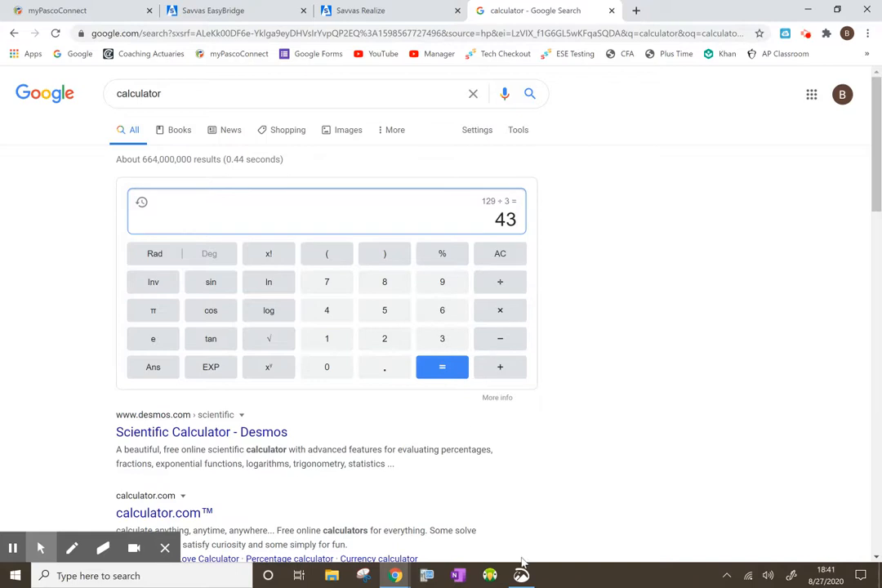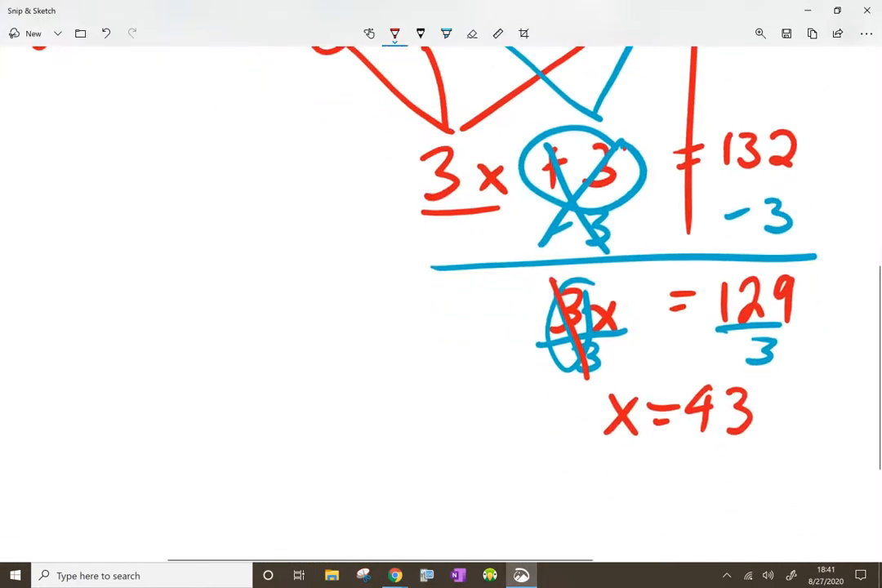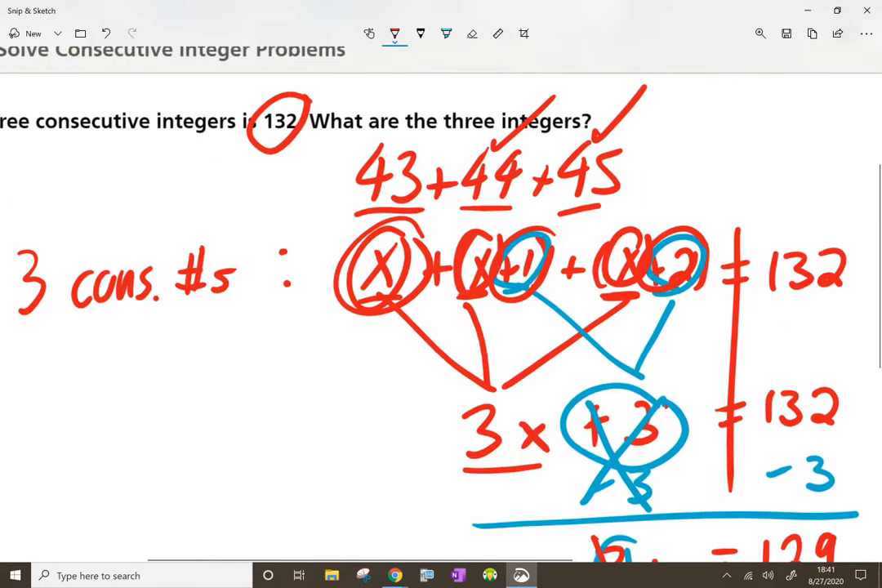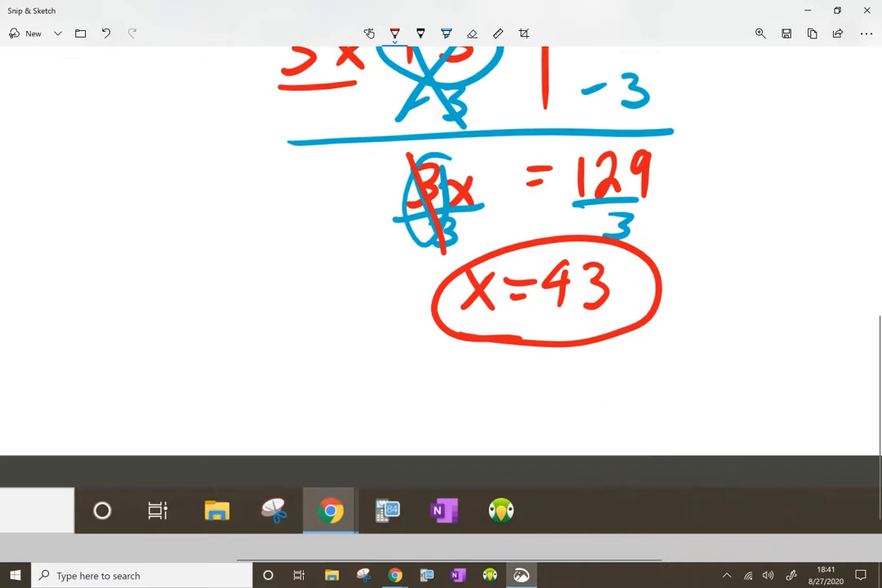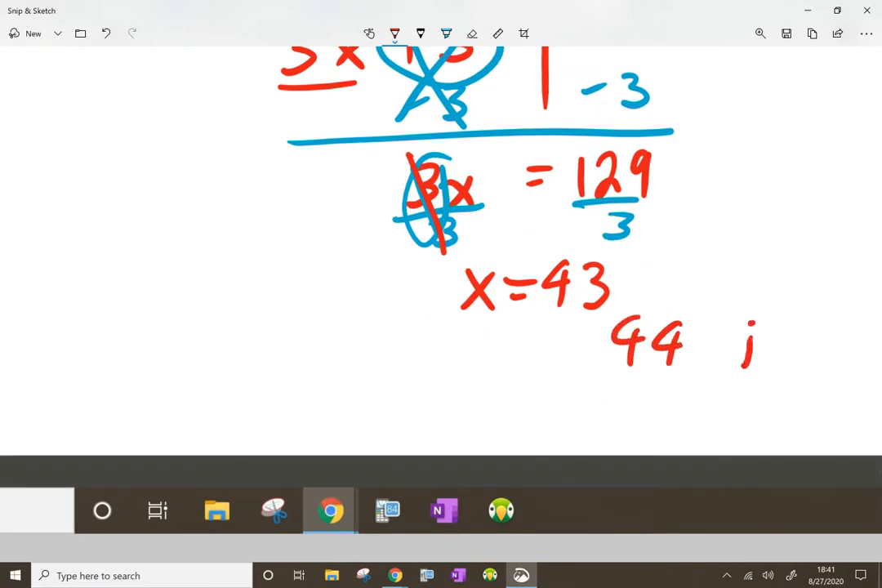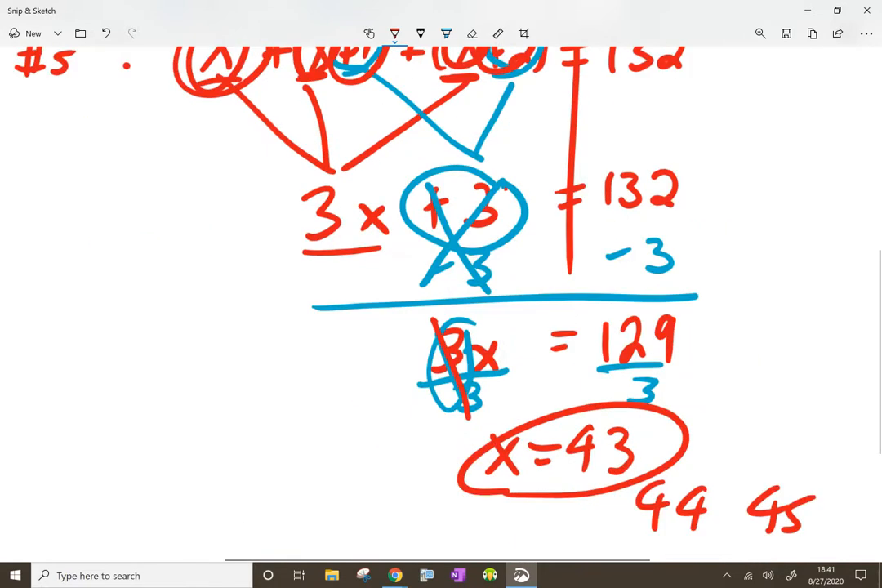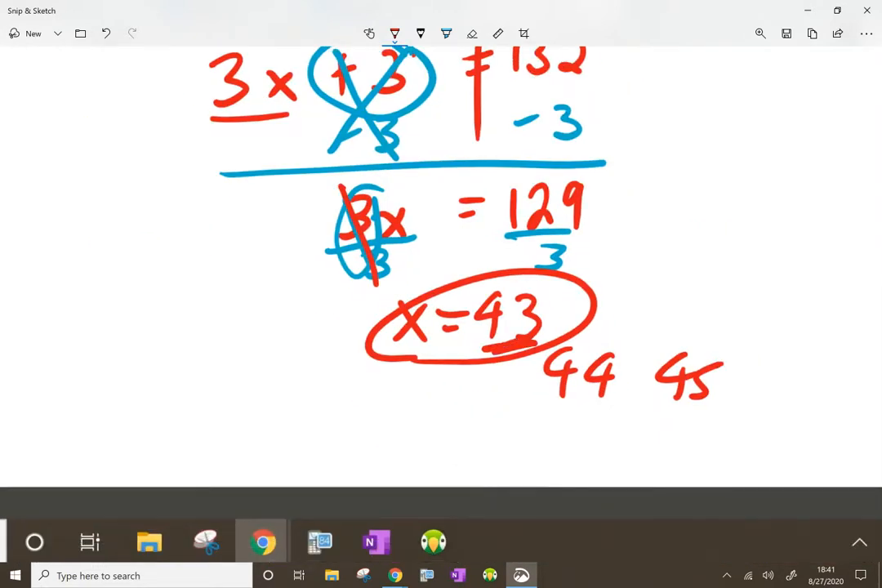So what that tells me is my answer. This tells me that x is 43, which means my first number is 43. So in order to write 3 consecutive numbers, the next 2 following it would be 44 and 45. When I solve for x, I'm finding the first number out of my 3 consecutive numbers. And of course, if I know the first number is 43, then I know the next 2 would be 44 and 45.